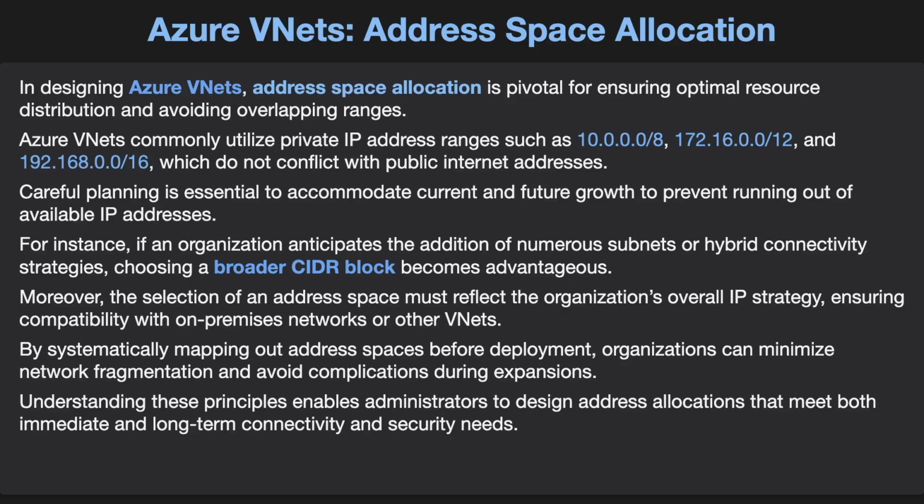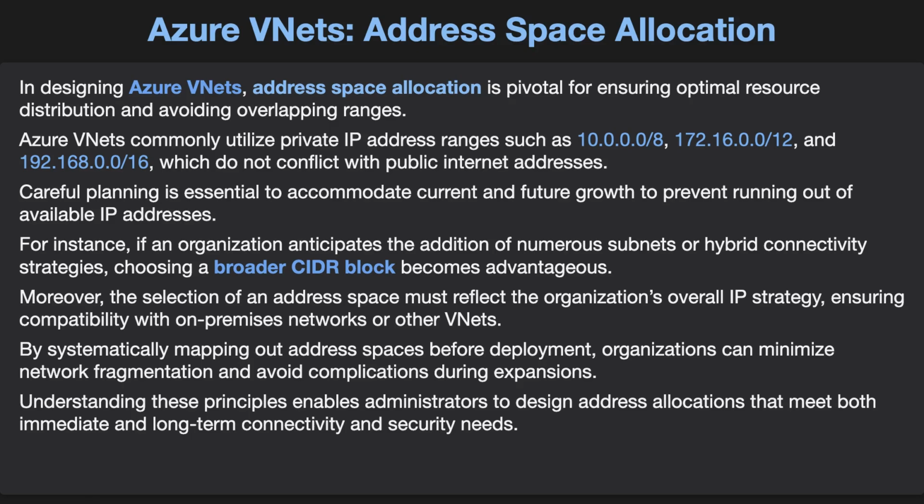In designing Azure VNets, address space allocation is pivotal for ensuring optimal resource distribution and avoiding overlapping ranges. Azure VNets commonly utilize private IP address ranges such as 10.0.0.0/8, 172.16.0.0/12, and 192.168.0.0/16, which do not conflict with public internet addresses.